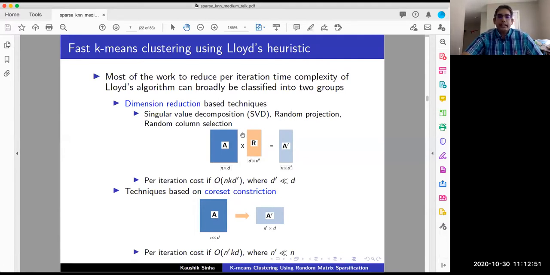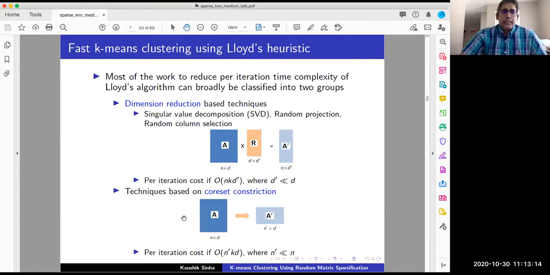So the idea is that instead of performing the k-means clustering on the original matrix, now we perform the k-means clustering on this newer data matrix A prime, which has a much smaller number of columns. Remember the time complexity is of the order of n times k times d. Now d is replaced by d prime. So it saves you some time.